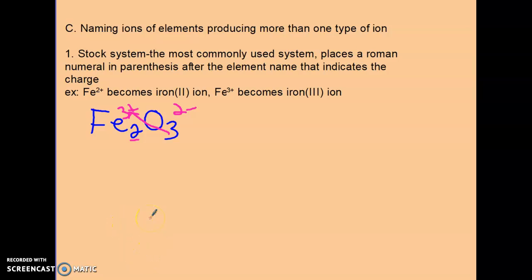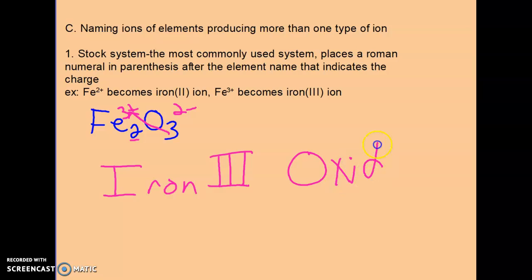So the way I would write this formula, iron 3 oxide. Because there's more than one form of iron ion, I need to show that I know that it is in fact iron 3 oxide. So someone can look at this, and if they weren't given this part, if they saw this, they would know it's iron with a 3+.